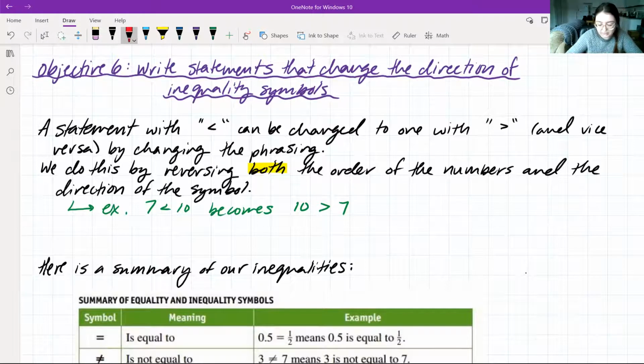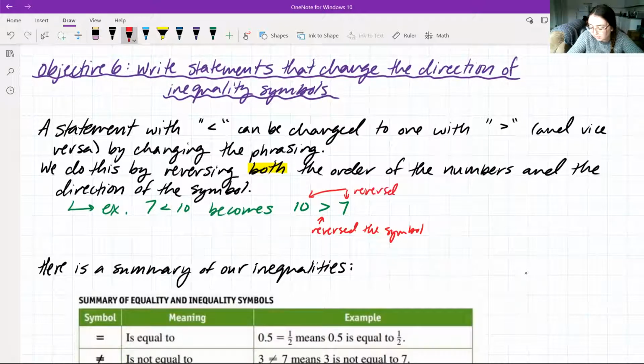So what we did here was that we reversed the symbol and we reversed the order of the numbers.